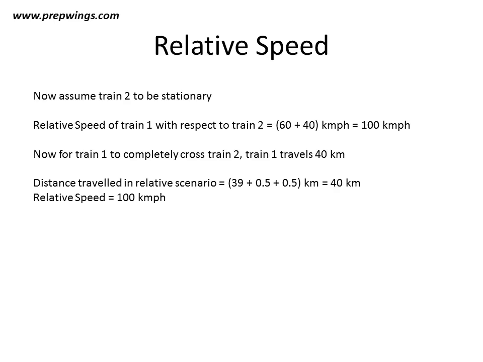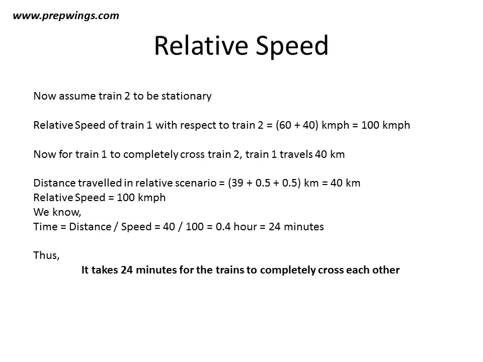The relative speed is 100 km per hour. So applying the formula time equal to distance upon speed, we get time equal to 0.4 hours, which is 24 minutes. Thus it takes 24 minutes for the trains to completely cross each other.